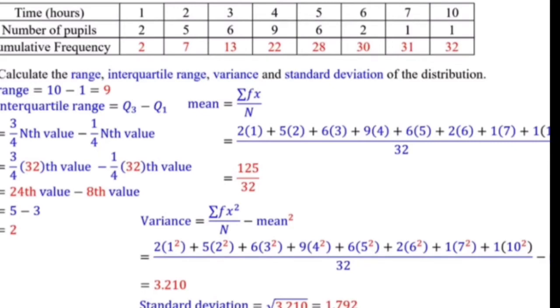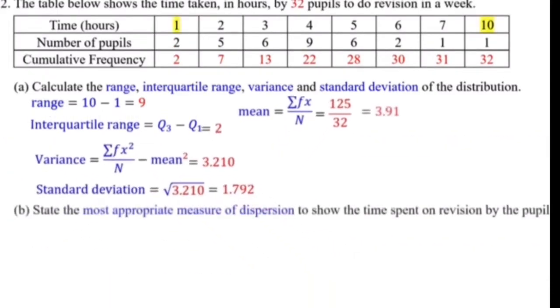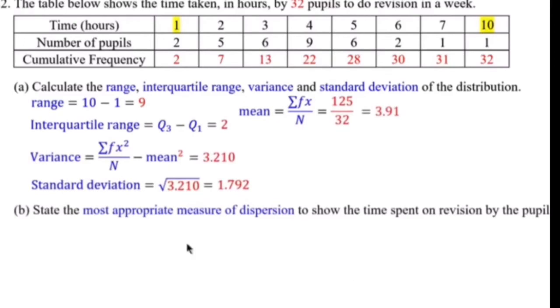Alright, so the answer for part A is settled. We have solved all the parts for A. Now we will discuss part B: state the most appropriate measure of dispersion to show the time spent on revision by pupils.